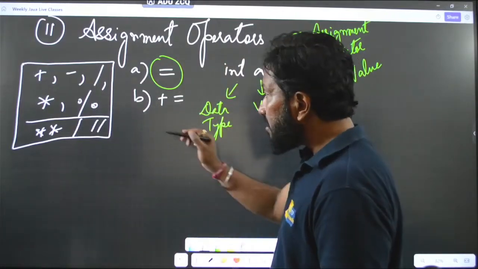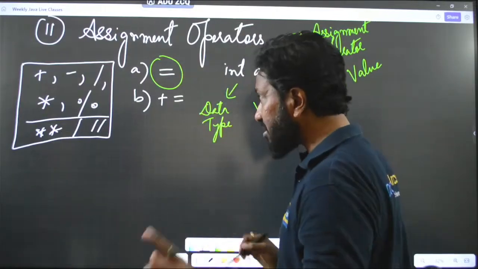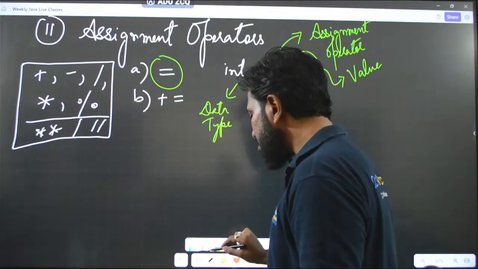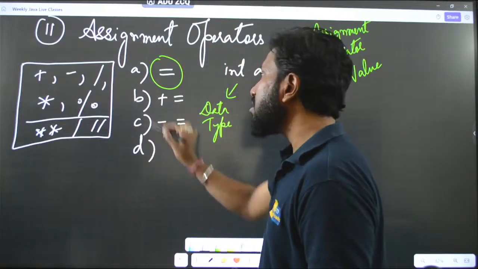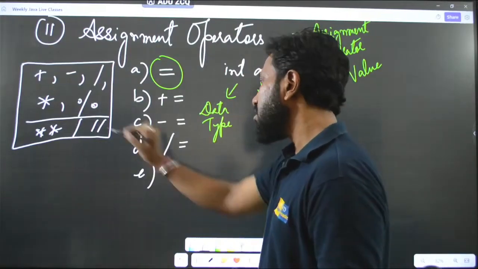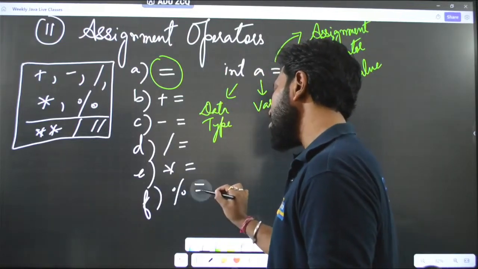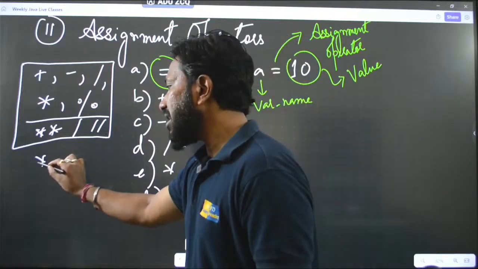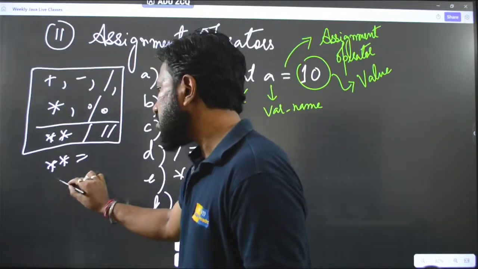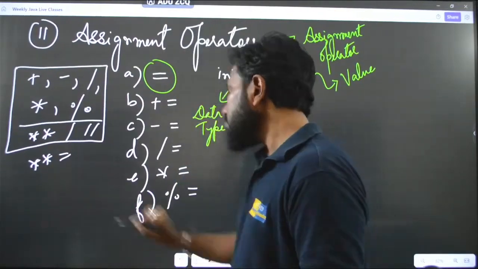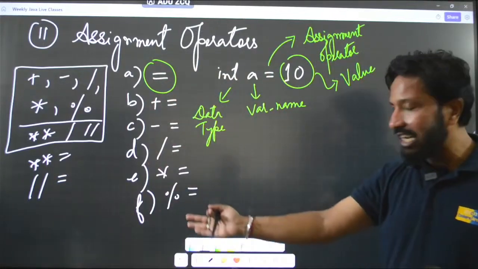Now if you want to remember them in a very easy way, what you do: equal sign is the first assignment operator. After that, the second one is plus equal sign. The third one is minus and equal to. The fourth one is divide equal to. The fifth one is multiply and equal to. The sixth one is modulus and equal to, and so on. And if you go for Python too, it will be double star equal to, and floor division and equal sign. So these are our assignment operators.